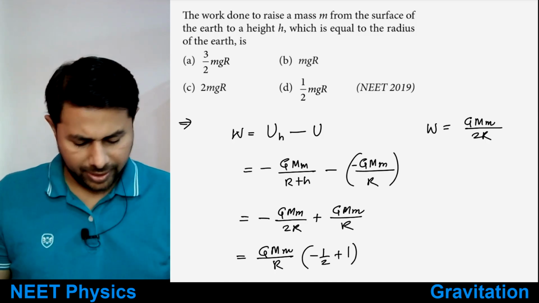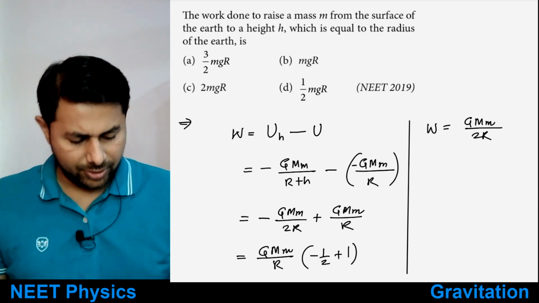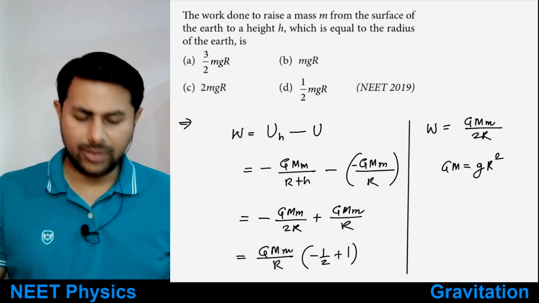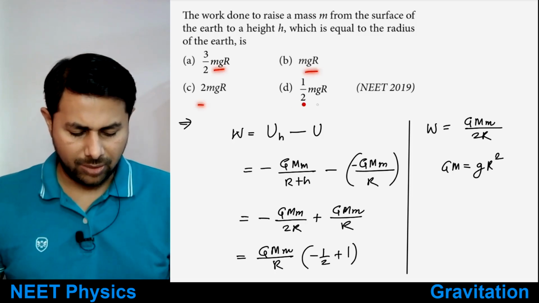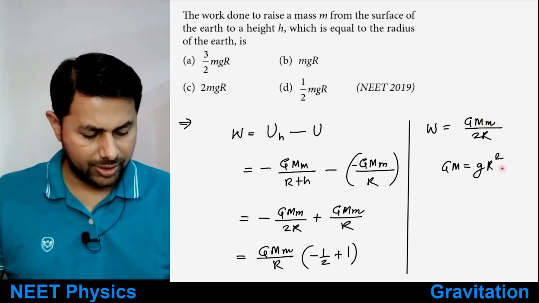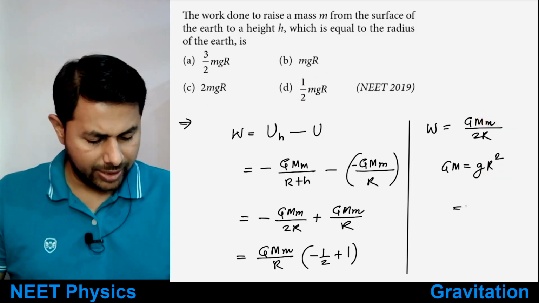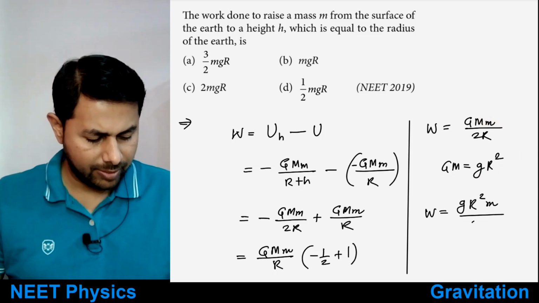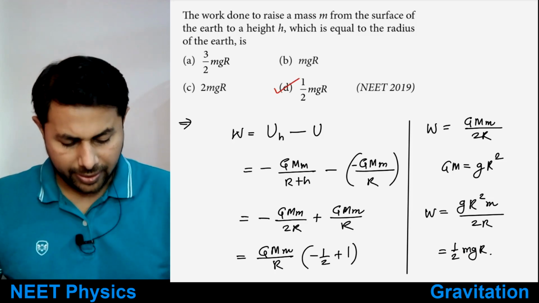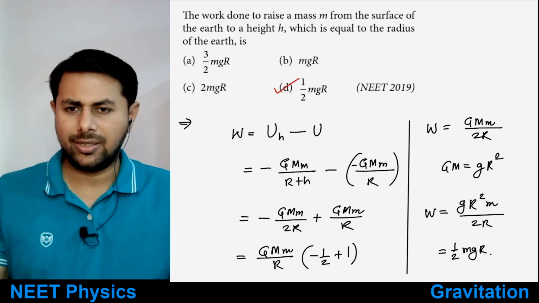You can always substitute then. Okay, it is not there in this form. So you can always substitute Gm is equal to what? Gr square. Put that. Okay, because options are given in this way. Okay, put it over there. So Gm is equal to Gr square, and then therefore you get W is equal to what? Gr square times m upon 2r means half of mgr. This is the answer, right? It's option D. This one is clear.